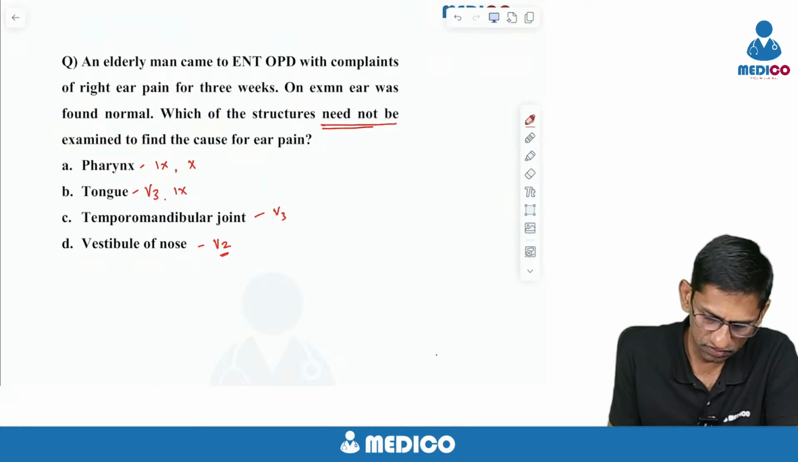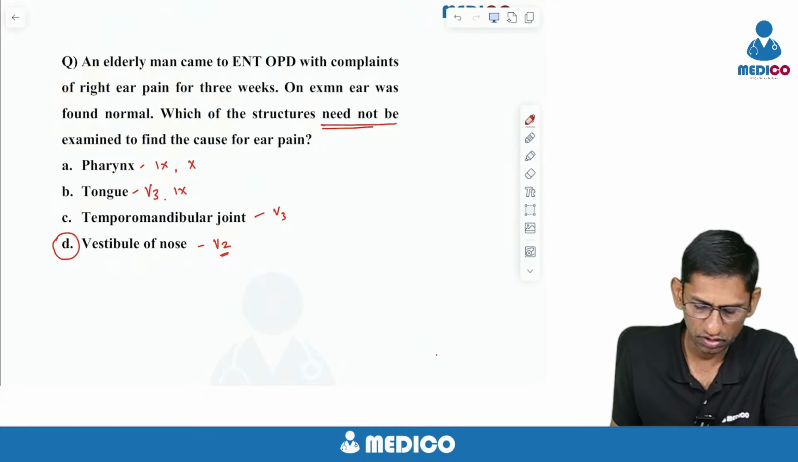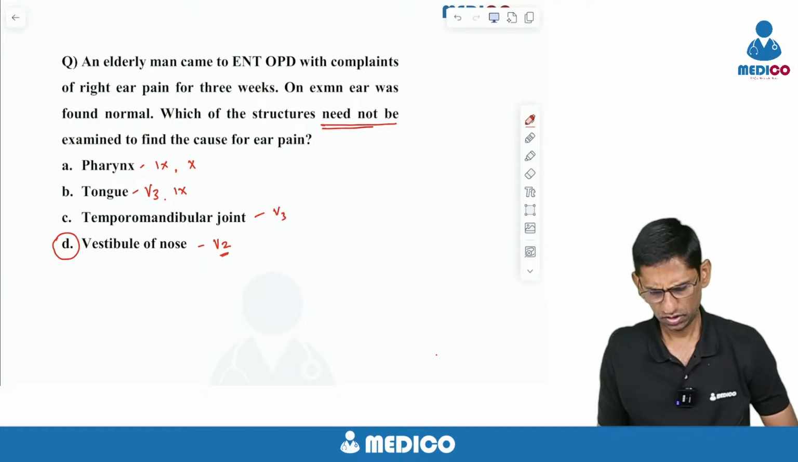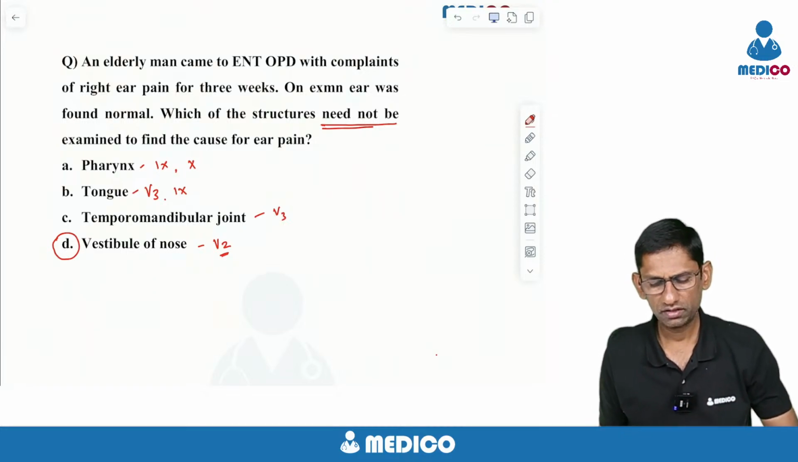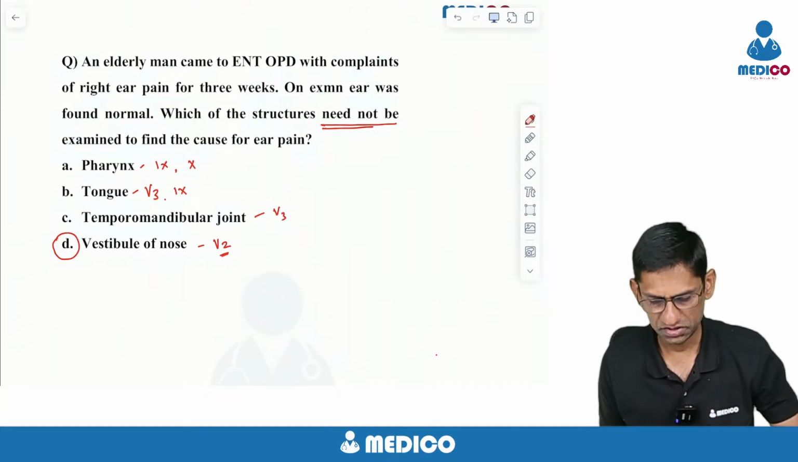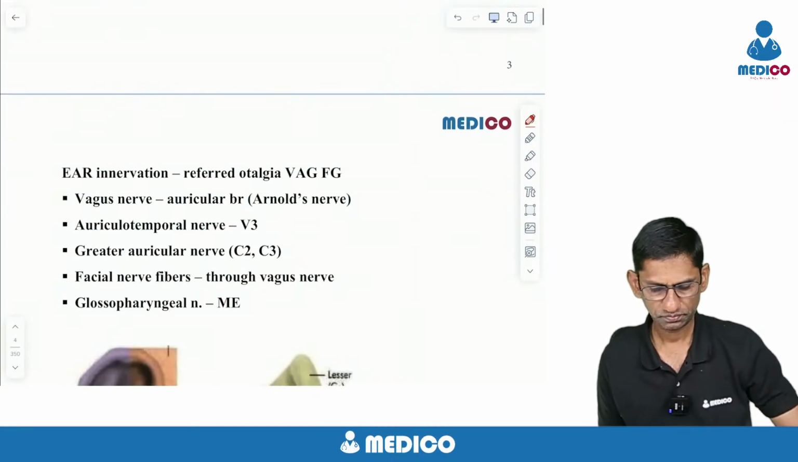So the answer is, any infection of the vestibule of the nose will not cause referred otalgia. But disease in all other areas can cause referred otalgia. That is a point here to note.